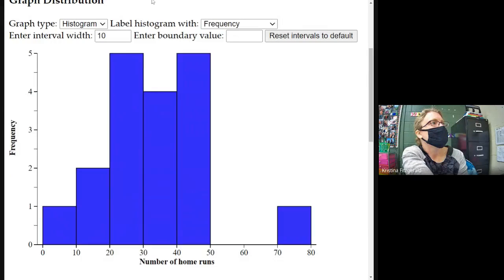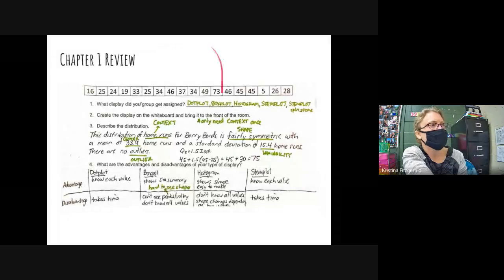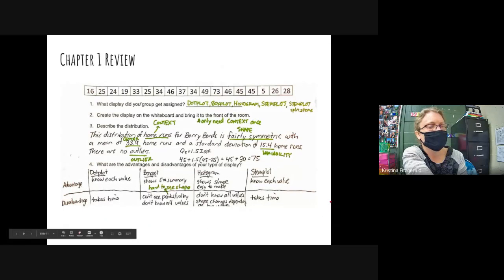So we then looked at the key and we summarized some advantages and disadvantages, which you can look over, just reminding yourself what each graph shows you. So, summarizing the differences and similarities here. The other thing we then did is describe the distribution. So we want to make sure you have context, shape, center, outliers, and spread.